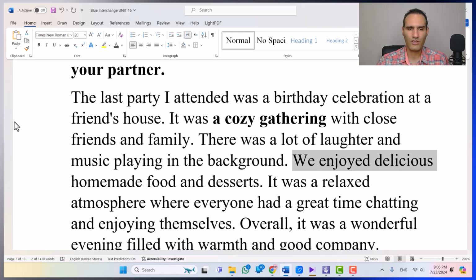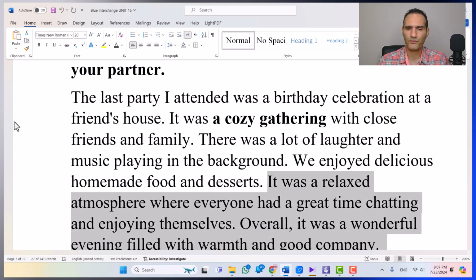We enjoyed delicious homemade food and desserts. Stress on the second syllable. Desert, D-E-S-E-R-T. Desert, Sahara. Dessert, what you eat. So stress on the second syllable.